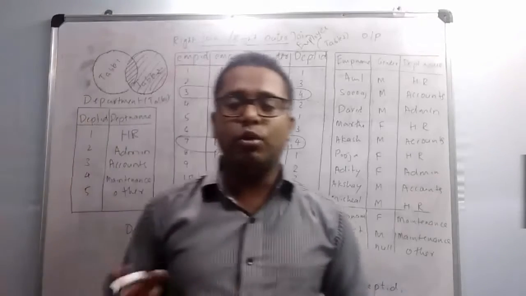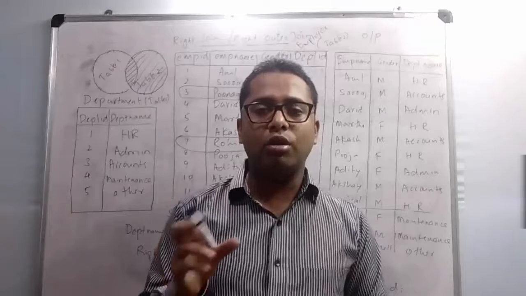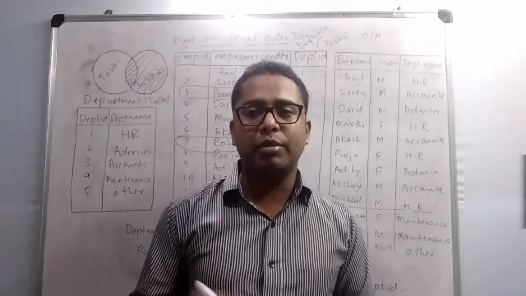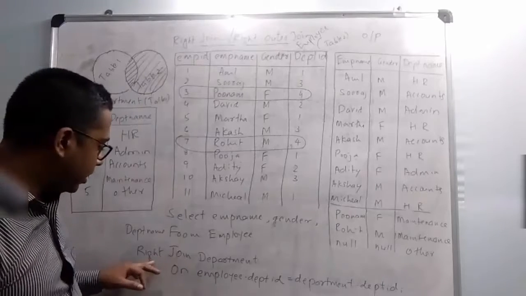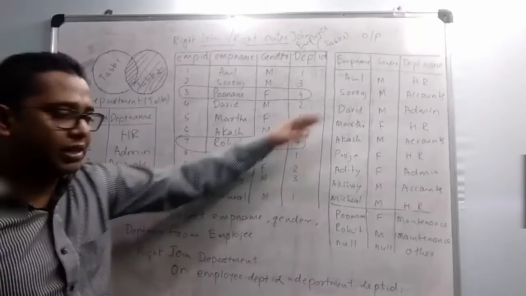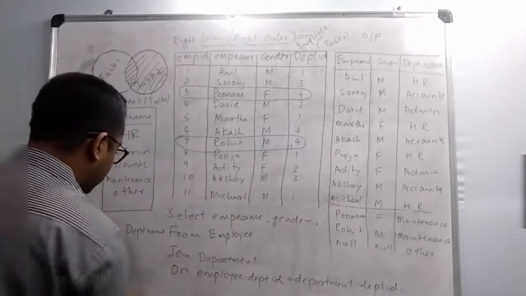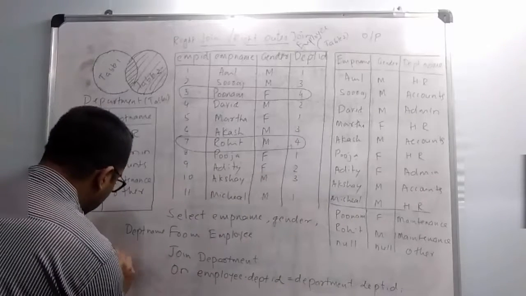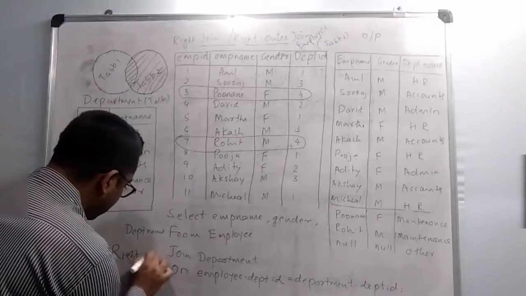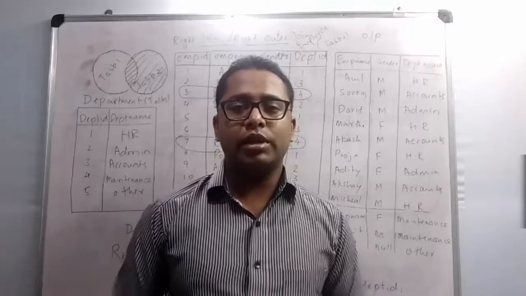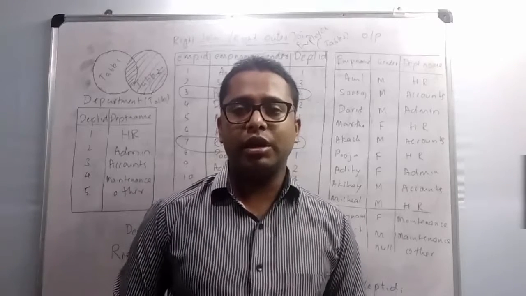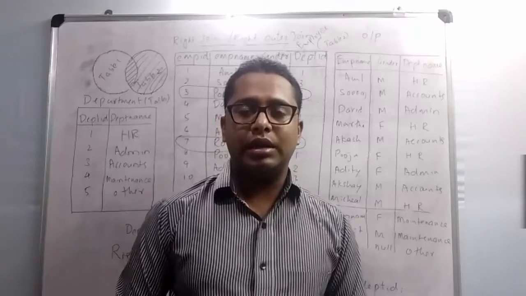We need to join both the tables based on the common column present in both the tables, which is department ID. Here I have written a right join. If you have written right join, you will get this result. If you have written right outer join, then also you will get the same output. So this is everything about right join or right outer join. In our next video we will discuss cross join.